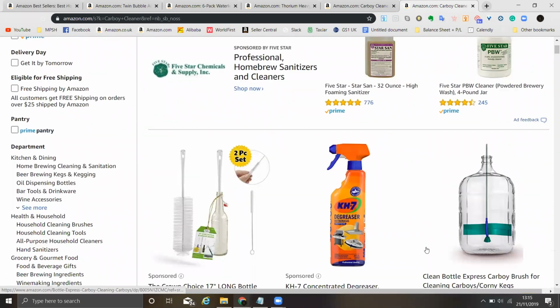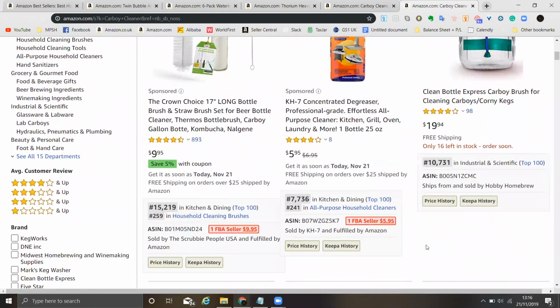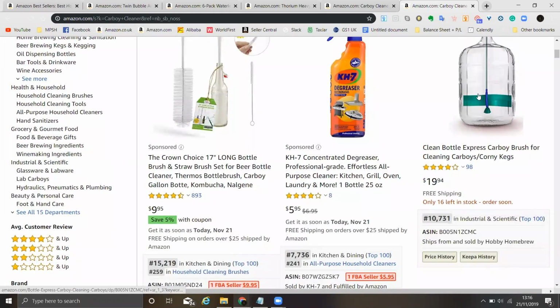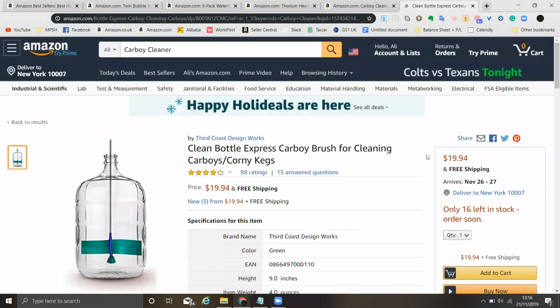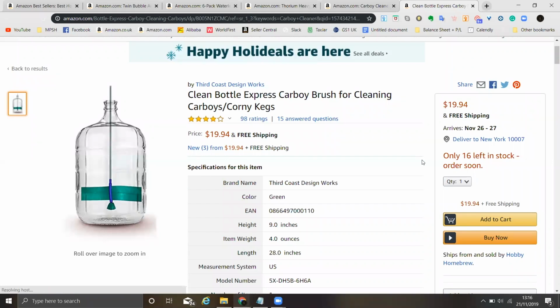And when you look down, like with the previous example, you can see they're awful. Now, the one that Ali has there right now, we'll take a look at. It's 10,000 in industrial and scientific, so it's within range. It's less than 20,000, so that's a tick. It's $20 pretty much, so that's okay.